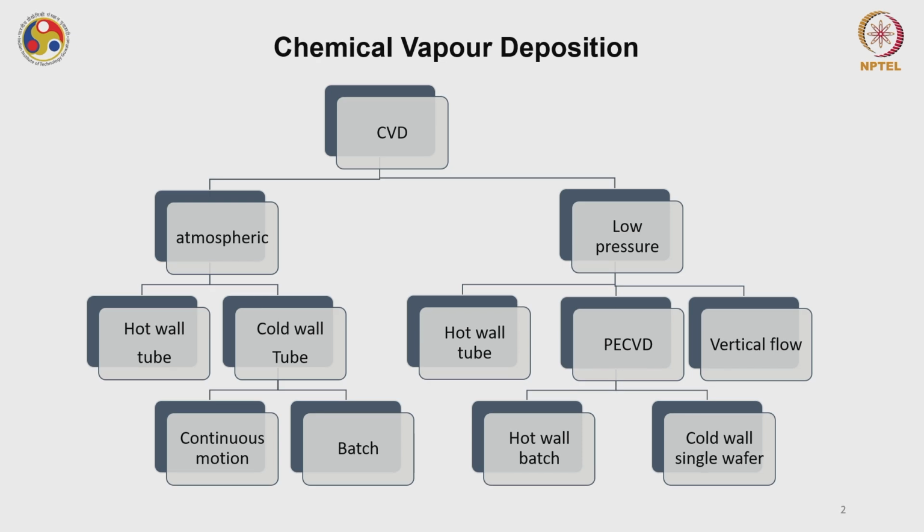In the previous class, we were discussing chemical vapor deposition and we have learned the basic working of a CVD system. We have also seen various kinds of CVD setups. Mostly the CVD setups are based on the different pressure inside the main chamber. We have atmospheric pressure CVD systems and low pressure CVD systems. Both can be hot wall tube and cold wall tube based CVD systems. Cold wall tube are mostly continuous motion and batch type of CVDs. And in low pressure we can also design some PECVDs.